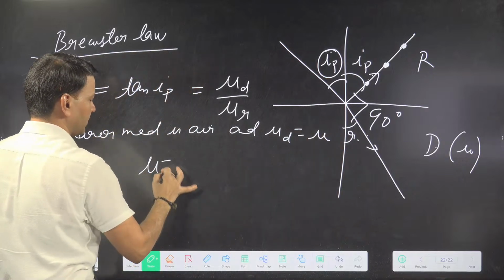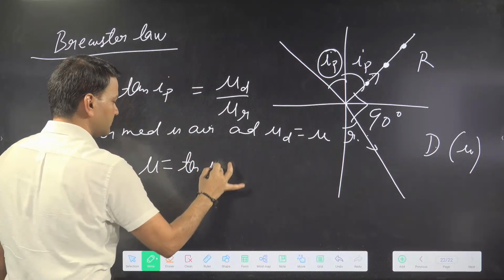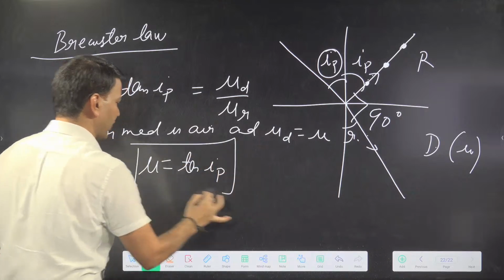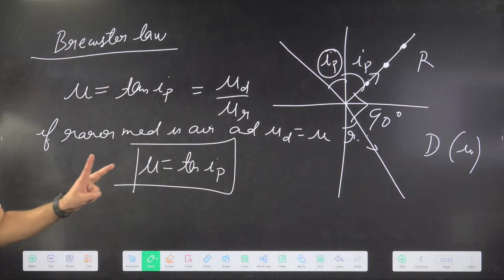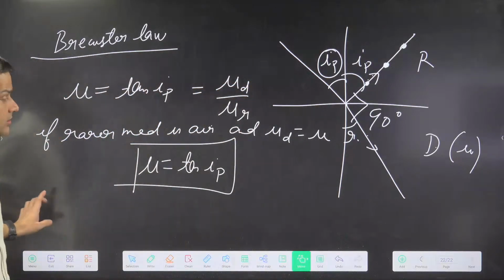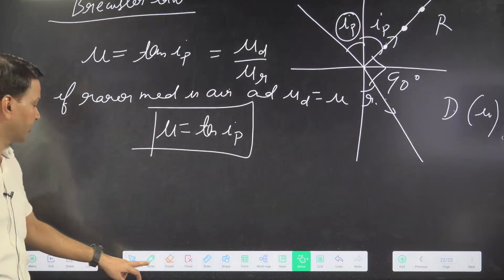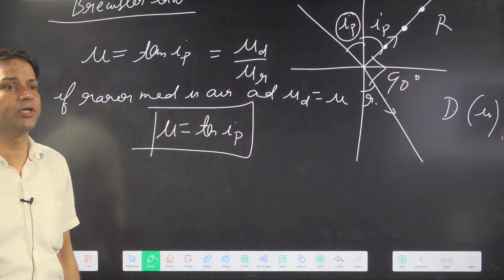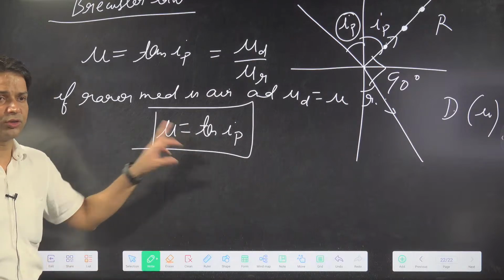Then mu you will get tan IP. This relation you have to remember. And polarizing angle, two conditions: the reflected ray will be completely polarized, and the second thing is what? The reflected ray and refracted ray will be perpendicular to each other. Okay, and mu is equal to tan IP.